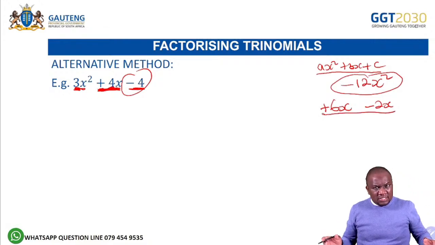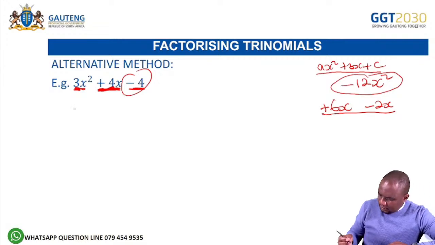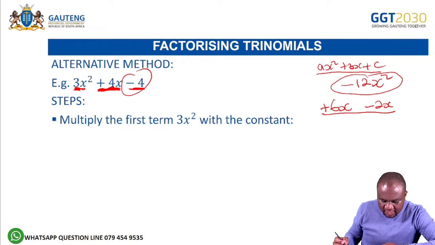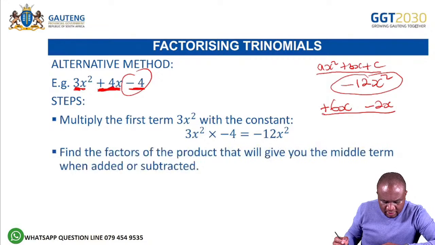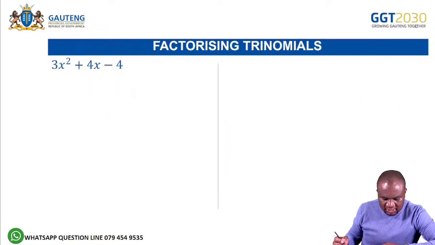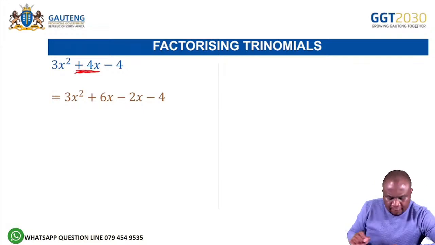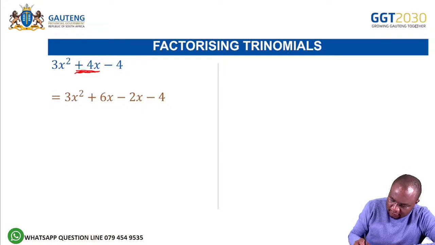So what we do, we are replacing this middle term with these two. You see the expression hasn't changed. Now, multiply the first term, 3x squared, with the constant. We've done that, which is this. And then find the factors of the product that will give you the middle term when added or subtracted. We have done that part, okay? Now, you see that we have replaced positive 4x with these two factors of -12x squared, which is positive 6x minus 2x.